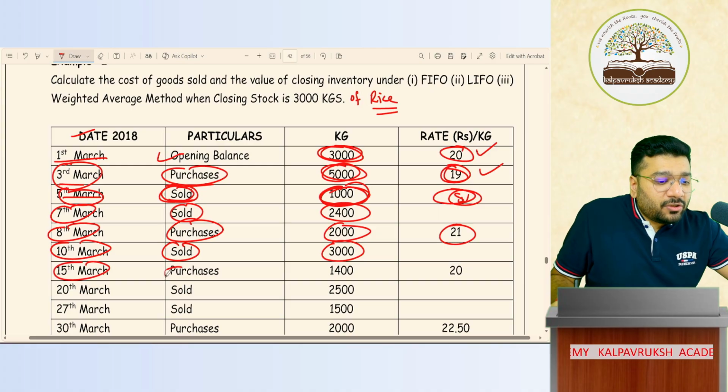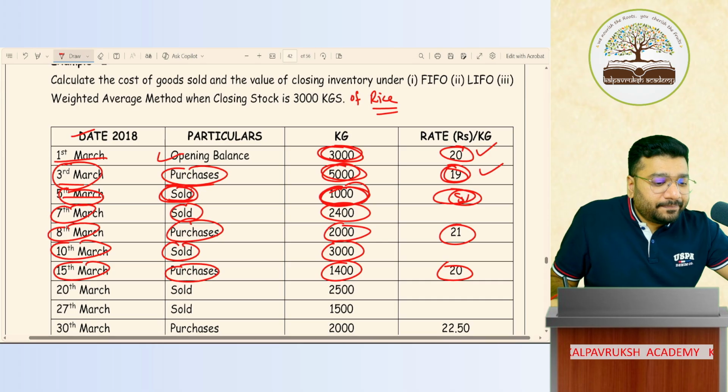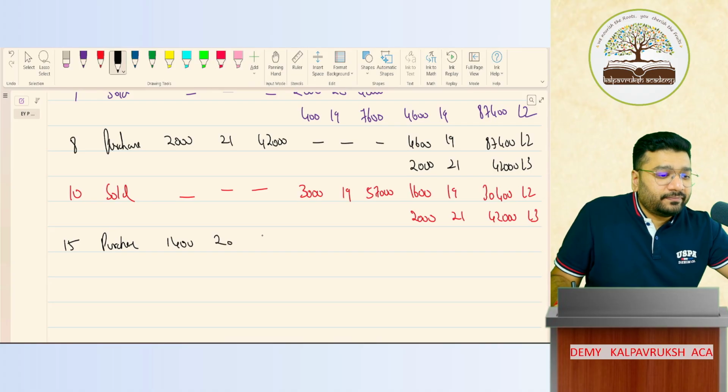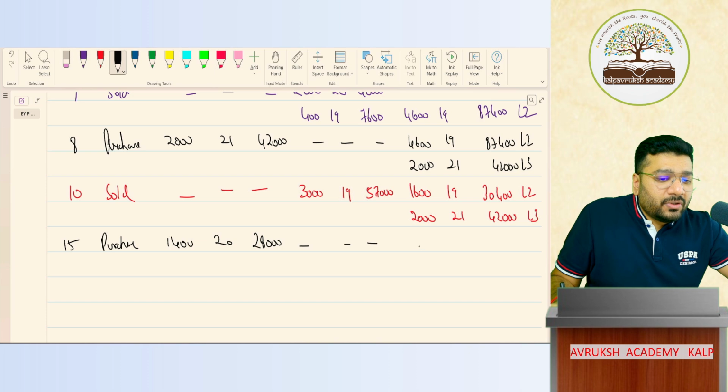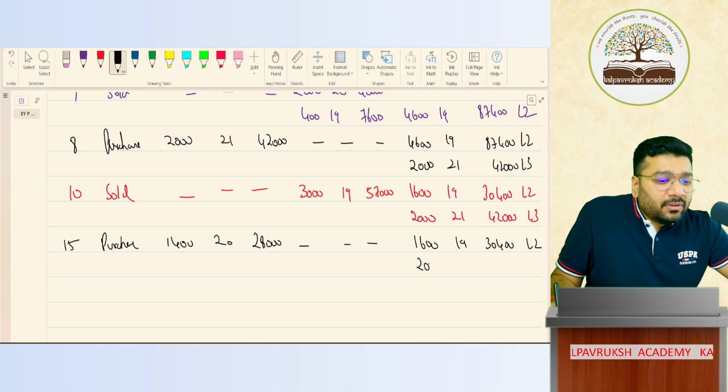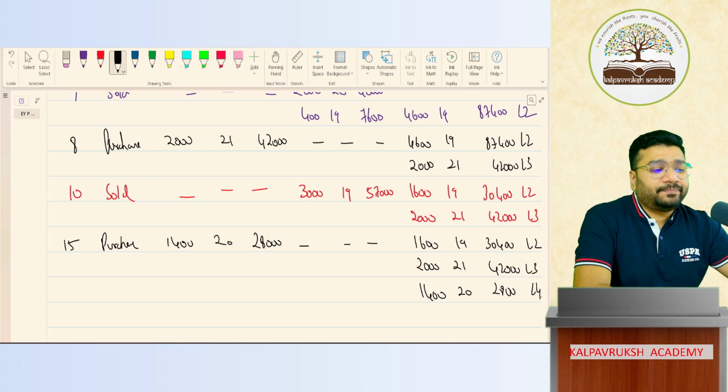Next, 15th March, purchased 1,400 at 20. How much it is? 28,000. Nothing sold. So now 1,600 into 19, 30,400 is L2. In exam, L2, L3, L4 is not required. This is for your knowledge I'm doing right now. 2,000 into 21, 42,000 is of lot 3. Now that we have purchased 1,400 kg at 20 each, it is 28,000. It is L4.